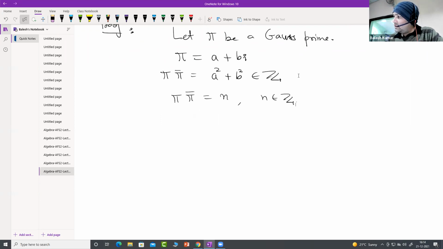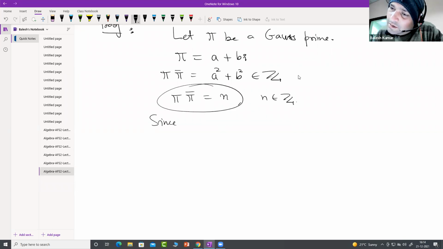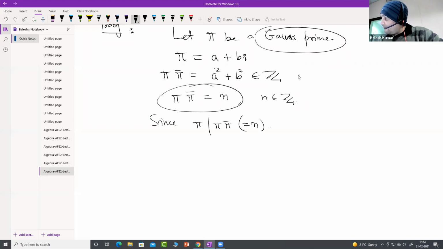Now can we proceed further? How can we proceed? One thing we know from this identity is that pi divides pi pi bar, which is equal to n in this case. And of course here pi is given to be a prime. So we will use the property that pi is a prime, and what we need to show is that pi pi bar is either p or p squared. What we can do is factor this integer n inside Z.